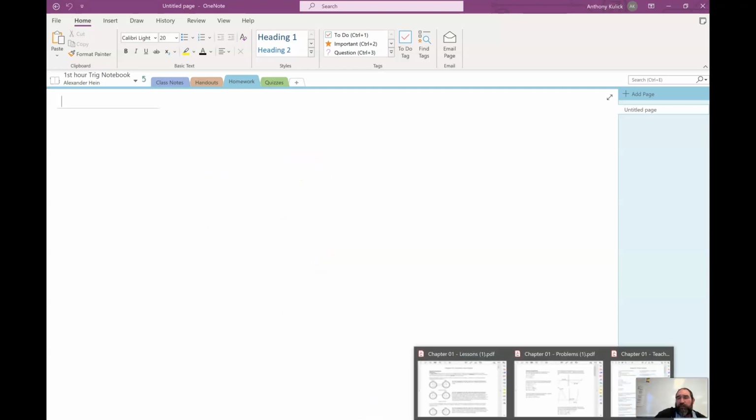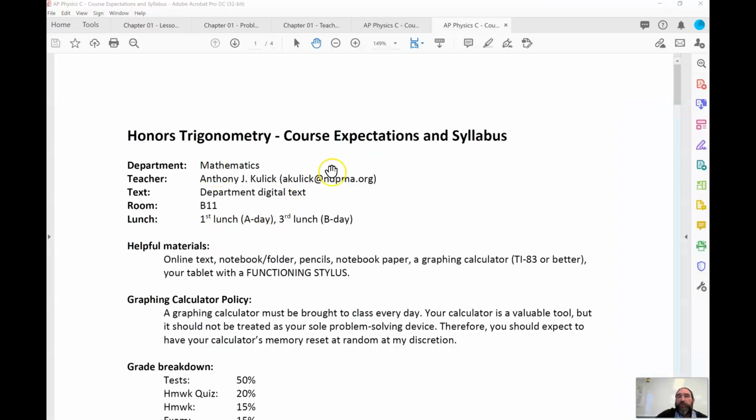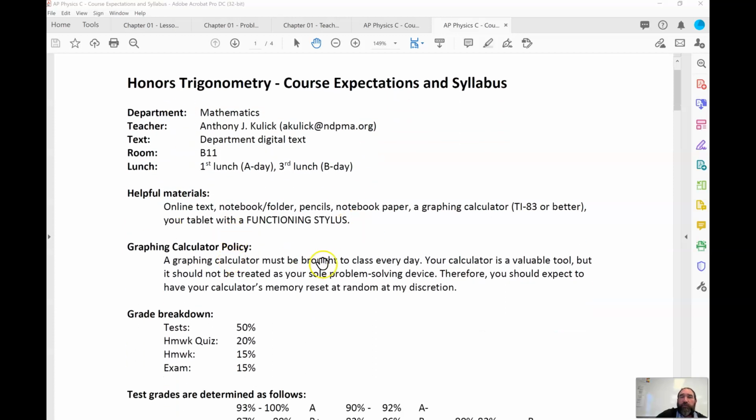And then the last thing we'll talk about is our syllabus. We're looking at the honors trigonometry syllabus right now. The regular trigonometry syllabus is mostly the same. I'll let you look at them individually also. I just want to point out a couple of things here.